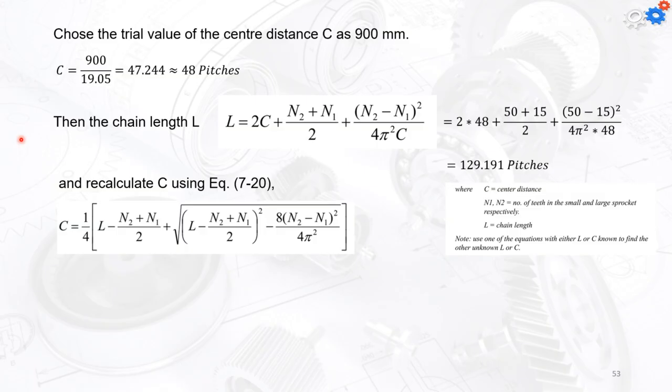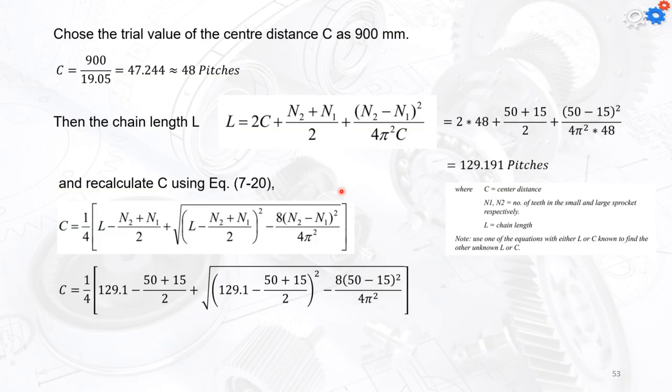And now we're going to choose the equation 720. We have the L, we have the N values, and then we can recalculate the C. So put everything in the equation. Well, actually, if I was him, I would use 129 instead of 129.1. Anyways, they're going to get the value to be equal to 47.98, which is the same thing. 47.98 is equal to 48 pitches. So this should be okay.